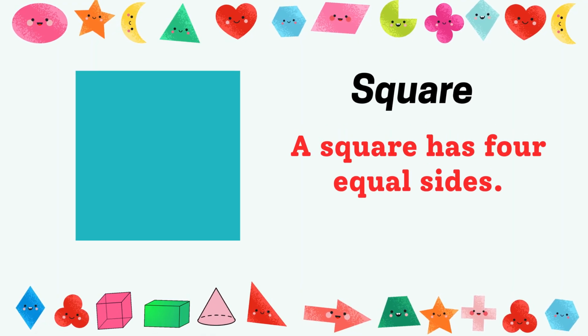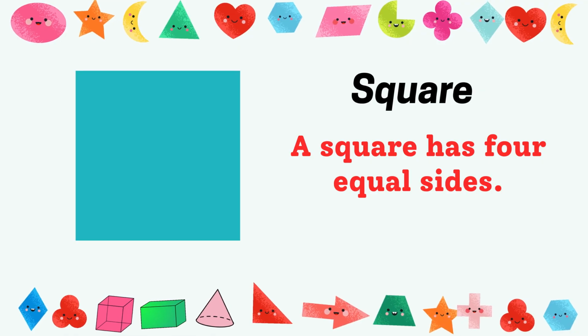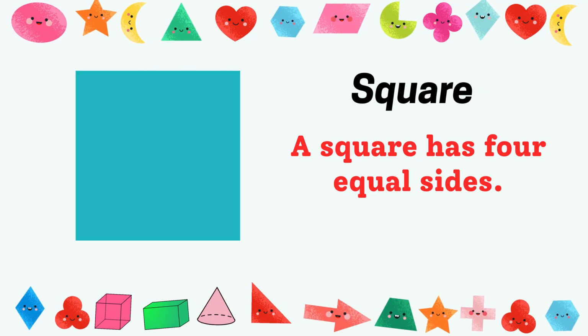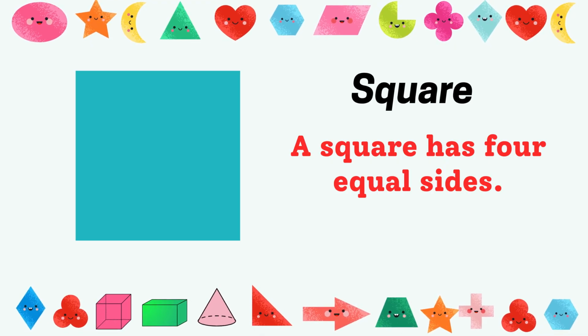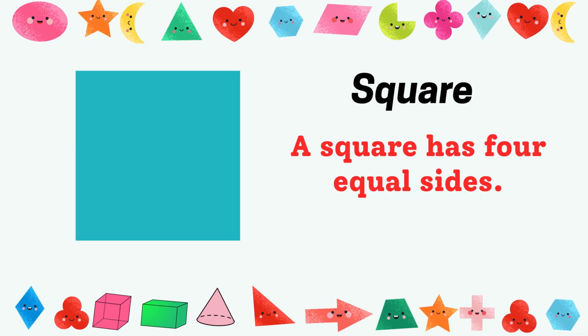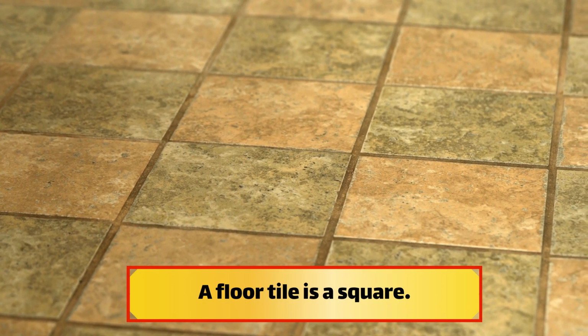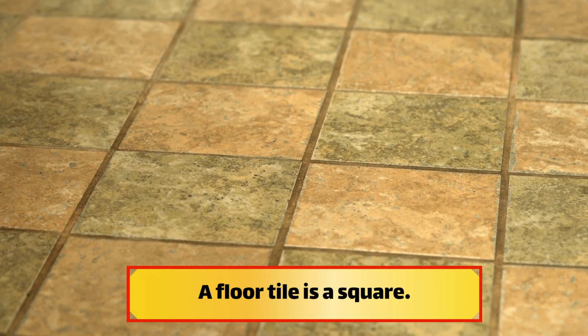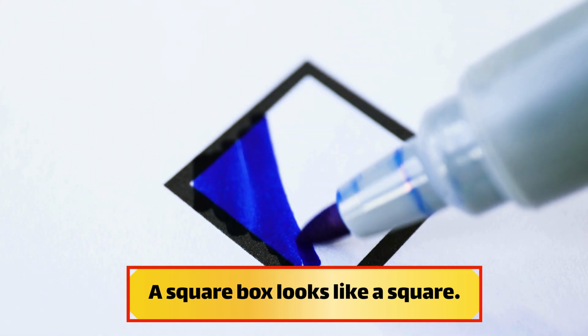Square. A square has four equal sides. A floor tile is a square. A square box looks like a square.